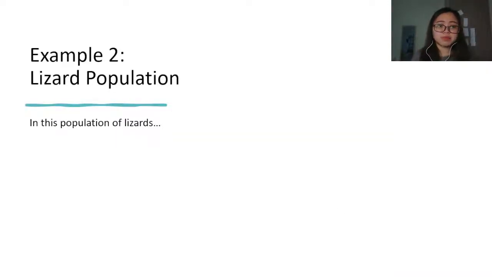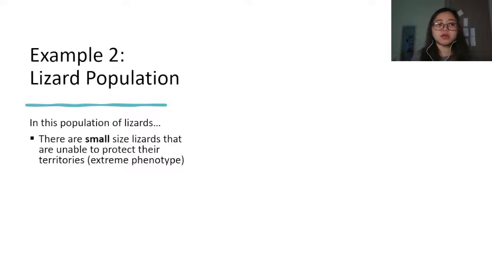The second example that we can use for stabilizing selection is by taking the example of a lizard population. In this population of lizards, there are small-sized lizards that are unable to protect their territories. So this is one of the extreme phenotypes. So ini lizard ni dia terlampau kecil. So dia tidak dapat pertahankan kawasan dia sendiri, dia tidak cukup makanan, dia tidak cukup pasangan untuk mengawan, dan pelan-pelan dia akan mati.